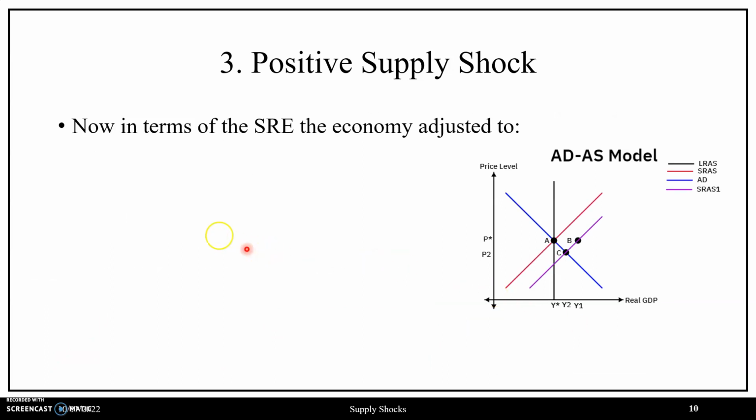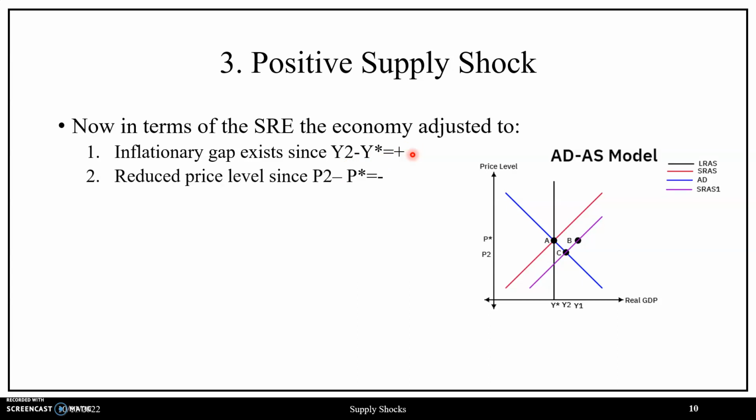So now that we've identified the movement type that a positive supply shock generates, let us now look at the short-run equilibrium a bit more carefully. Once again, this is going to be point C, the intersection of aggregate demand and short-run aggregate supply 1, in which a Y2 amount of real GDP is being produced at the price level P2. With respect to real GDP, we see that Y2 is to the right of potential real GDP Y star, such that if we took the difference between Y2 and Y star, we would generate a positive number, which is what allows us to see that there is an inflationary gap in this economy.